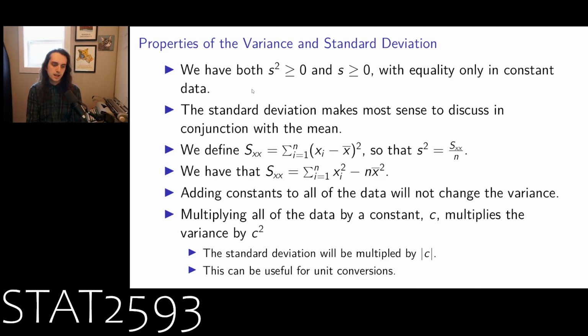Okay. The reason that these two properties here are most useful is because we sometimes will want to do unit conversions. So if you have Fahrenheit, you convert to Celsius, right? That's going to involve multiplying by a constant here. And so we can calculate a variance for Fahrenheit and use that to translate it to a variance in Celsius or vice versa.